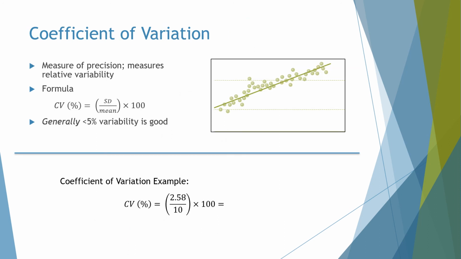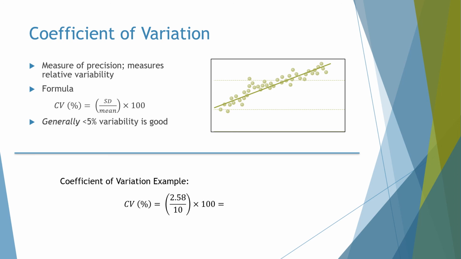So lastly, we want to calculate our coefficient of variation. CV is a measure of precision. It tells us how much variability there is. It is unitless, and because it normalizes or standardizes values, it's often used to compare different sets of data that may have different means, or maybe they were measured using different scales.